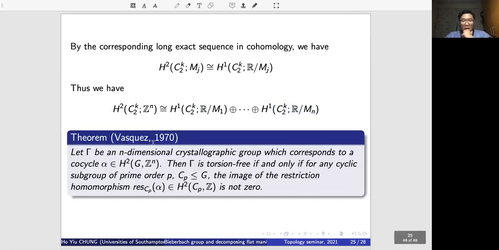And the reason I'm going to do this is because of a theorem from Vasquez. It says that if gamma is an n-dimensional crystallographic group, which corresponds to a cocycle alpha, where the holonomy group of gamma is G and is n-dimensional, then the important part is that gamma is torsion-free, which basically means gamma is a Bieberbach group, if and only if you restrict your cocycle to any cyclic subgroup of prime order, it will never be zero.